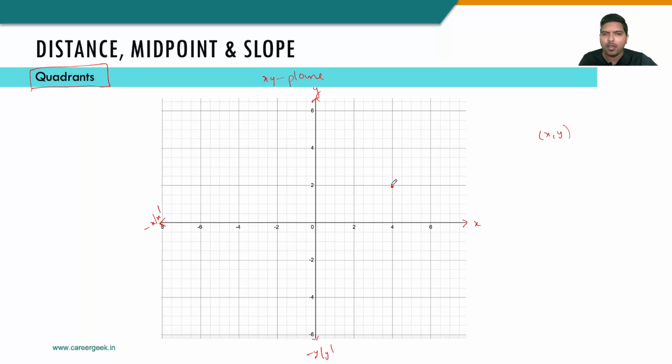X comma y. So this point, if I have to name, what is the x coordinate? X coordinate is 4 and the corresponding y coordinate is 2. So here we can see that both x and y are positive. This is called first quadrant. In anti-clockwise we go. Most of you would already be knowing this. Second quadrant, third quadrant, and fourth quadrant.